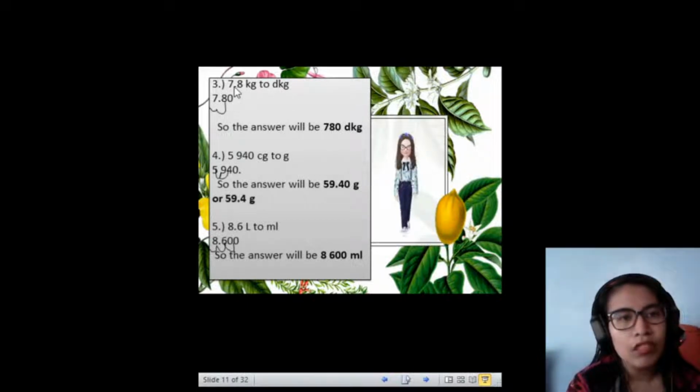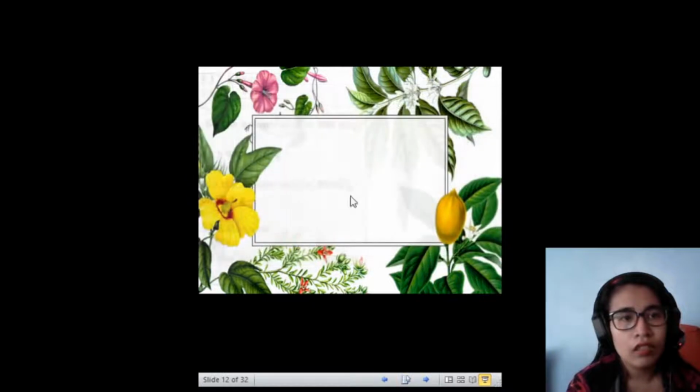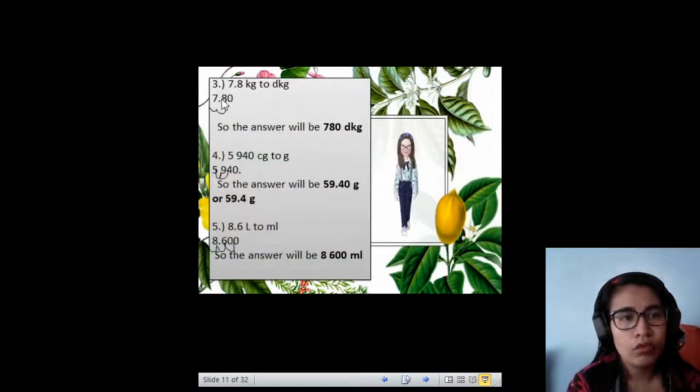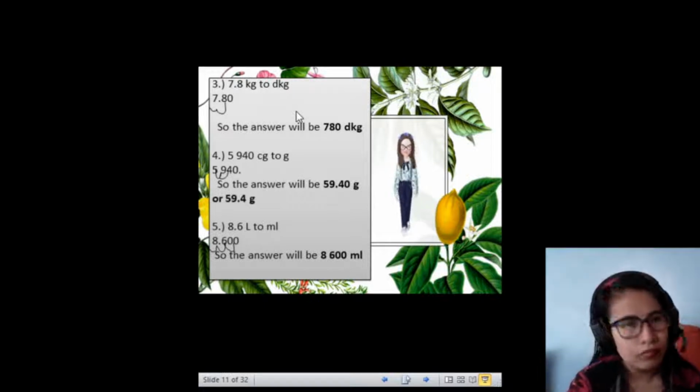So our decimal is between 7 and 8. And we need to move that decimal two places. So your answer will be 780 decagram.